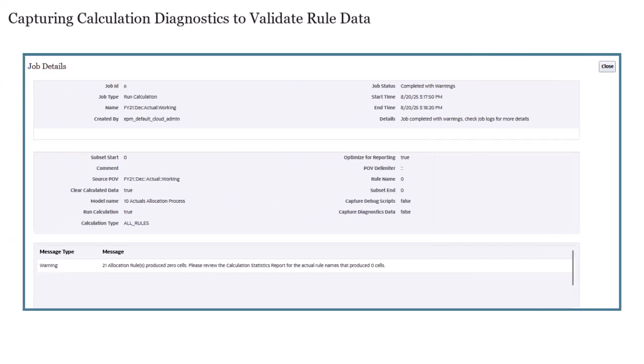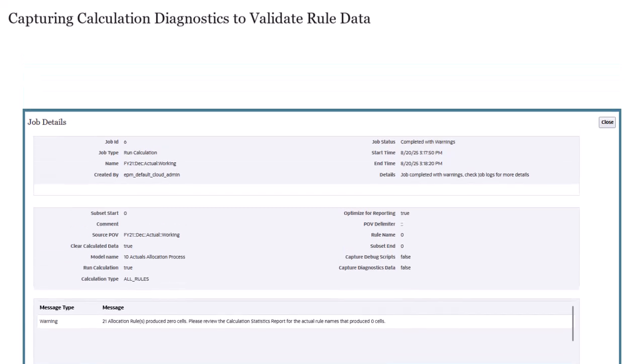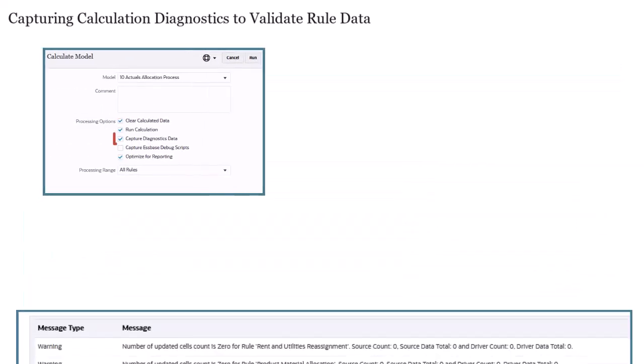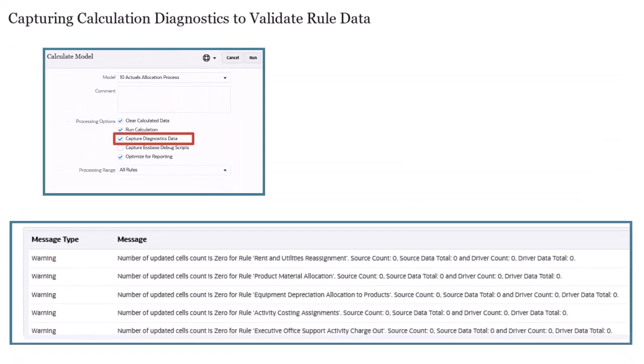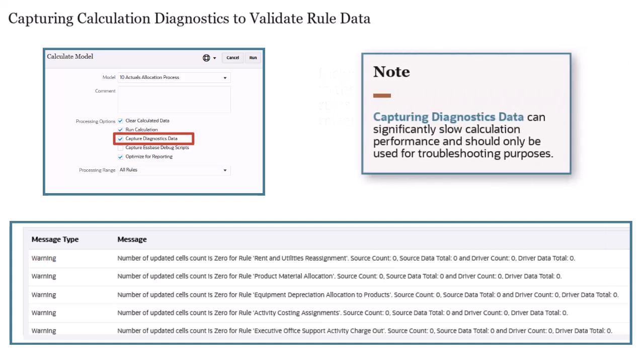If your calculation run includes warnings for multiple rules with missing source or driver data, it's a good idea to run the calculation again and select the Capture Diagnostics Data option. This option includes summary rule data validation in the job messages for all allocation rules in the calculation run that are missing source or driver data. It does not include a data sample. Please note, capturing diagnostics data can significantly slow calculation performance and should only be used for troubleshooting purposes.